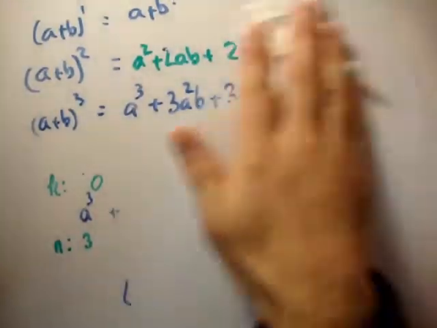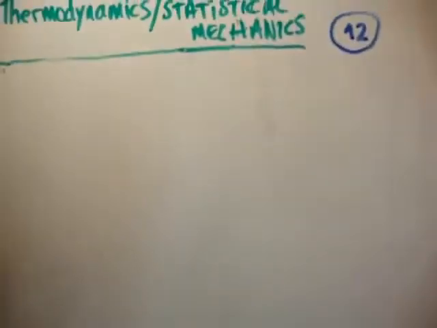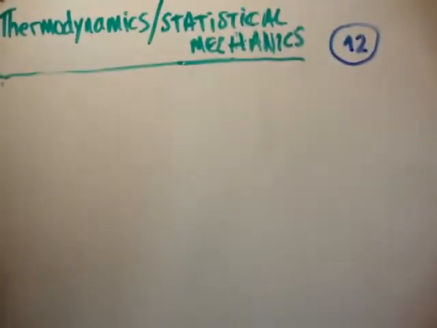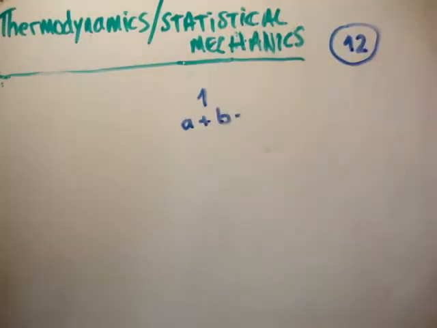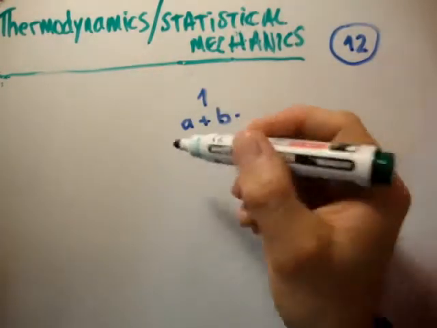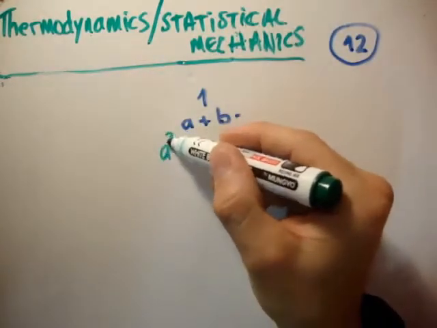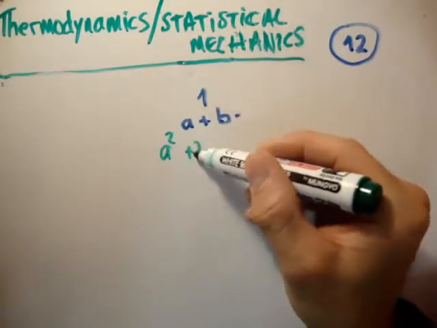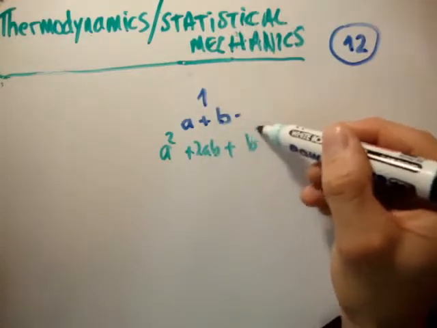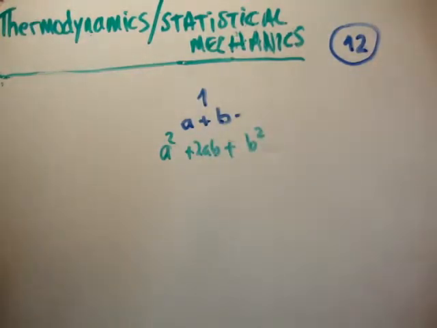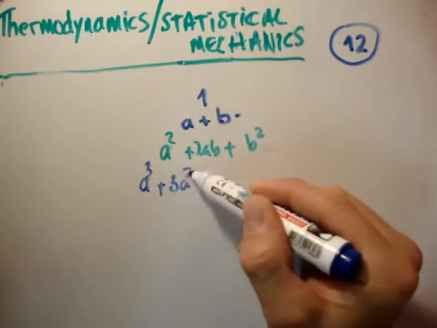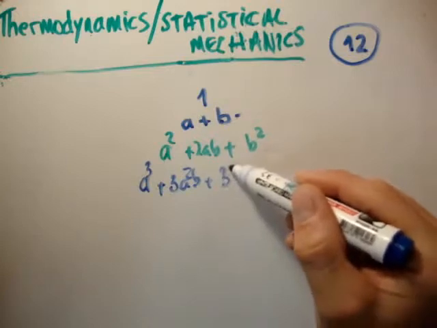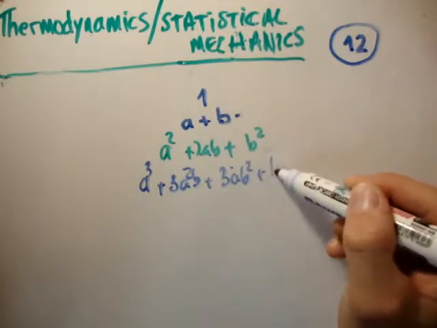Well, once again, it's found by using a pattern. So let's look at the pattern. Let's write out what we've got so far. We had 1, then we had a plus b. Next, after a plus b, we had the square: a squared plus 2ab plus b squared. And then we had the cubic equation: a cubed plus 3a squared b plus 3ab squared plus b cubed.